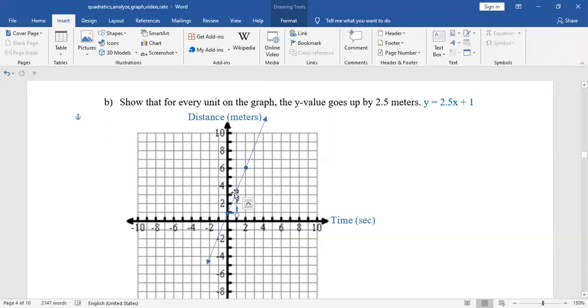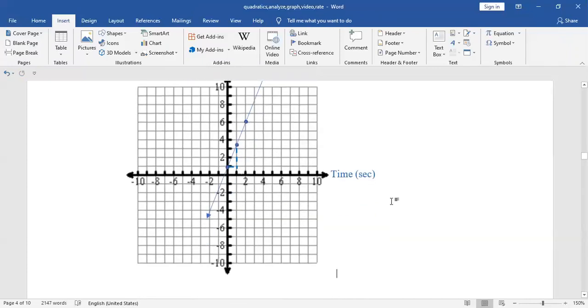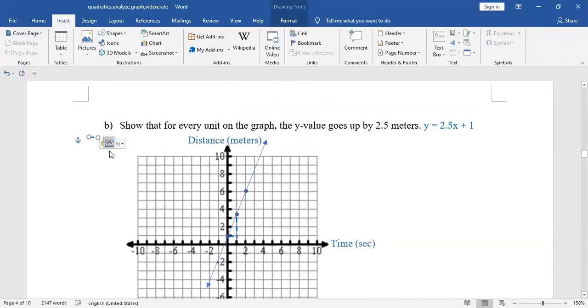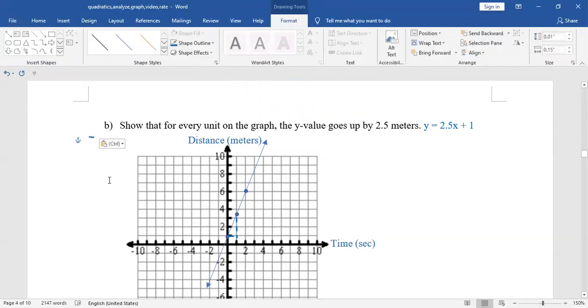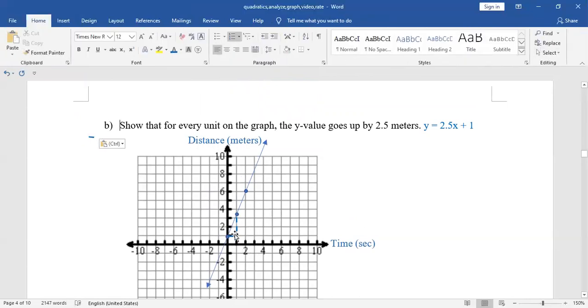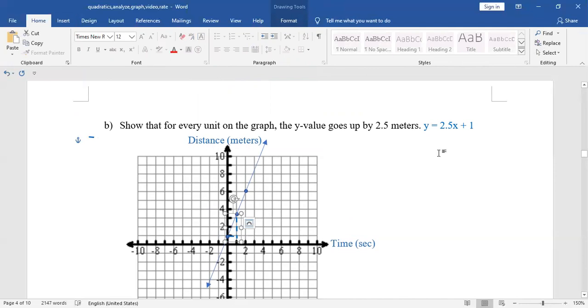So 1, 2, 2.5. So for every 1 unit, it goes up 2.5. Now, this should be the same rate of change as for all the other points on this graph. Oh, it's not working here. Let's try. There we go. So that means that if I go 1 over from here and 2.5 up from here, it should be the exact same space, which it does seem to do.